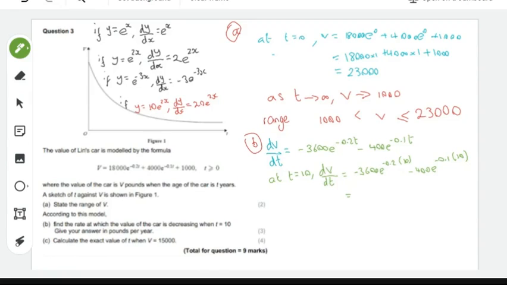I got a decimal. Yeah, that's okay, because this answer is so irrational. I got minus £634.35987961. So I put a decrease of £635 per year. It says give your answer in pounds per year, so I just rounded it up. Yeah, that sounds good. Minus 3,600. Let me just check. e to the minus.